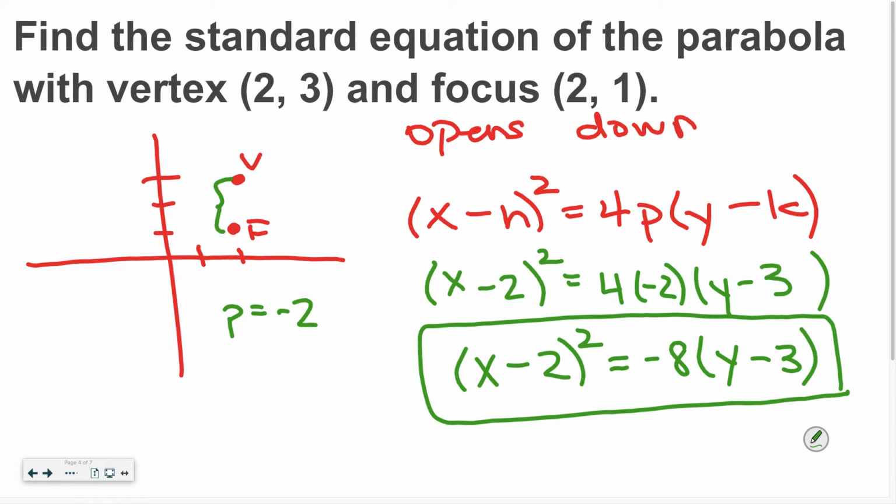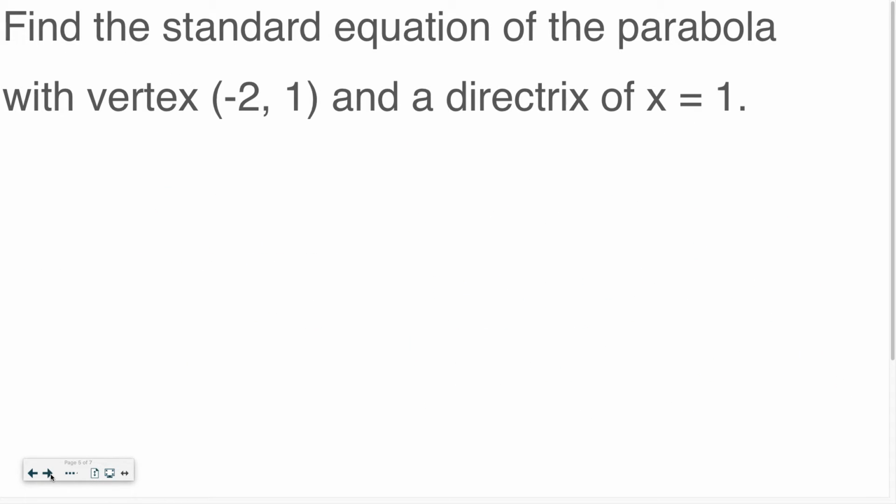You'll have to really keep in mind when the P needs to be negative and when it needs to be positive. Okay, that's something that could be easily forgotten. Okay, another example. Okay, so you at least need to write down that we have a vertex of negative 2, 1 and a directrix of x equals 1.